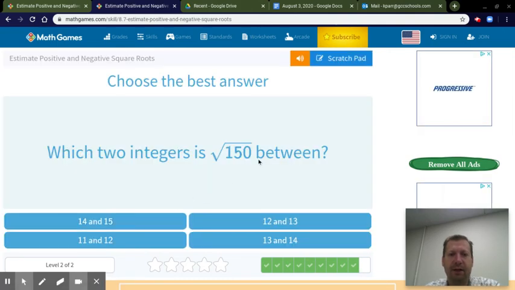And 150. So 12 squared is 144. So it's bigger than 12 squared. 13 squared is 169, but it's less than 13 squared. So it's going to be between 12 and 13.